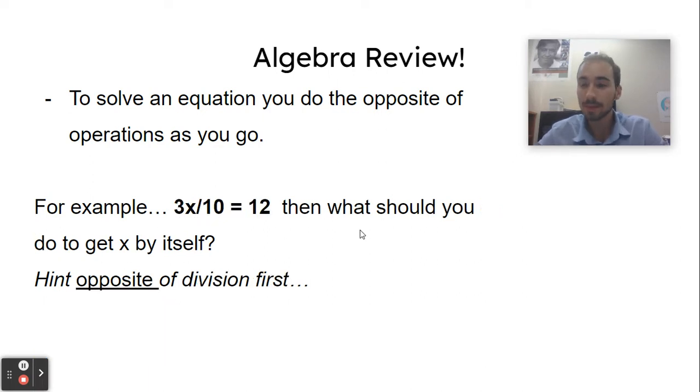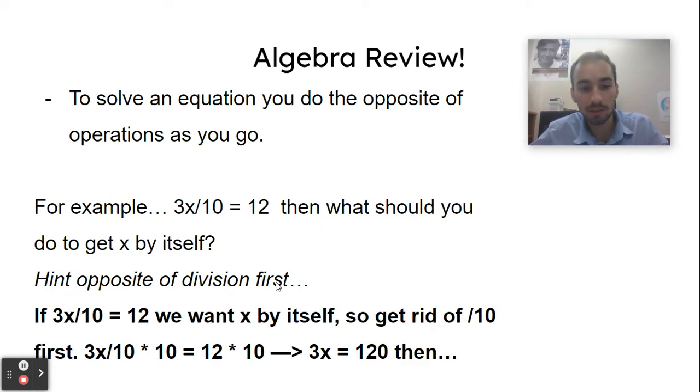Okay? Next, we're going to do 3x divided by 10. So, what should you do to get x by itself? If you have 3x divided by 10 equals 12, the first thing you could tackle is the divided by 10. So, if you want to get rid of the 10, right now 3x is being divided by 10. So do the opposite of dividing by 10. The opposite of division is multiplying. So you would multiply both sides by 10.